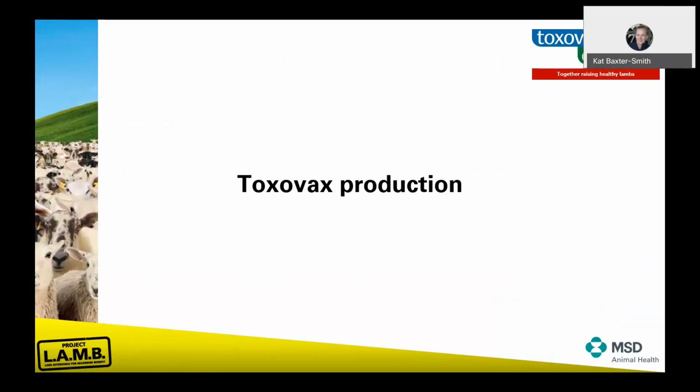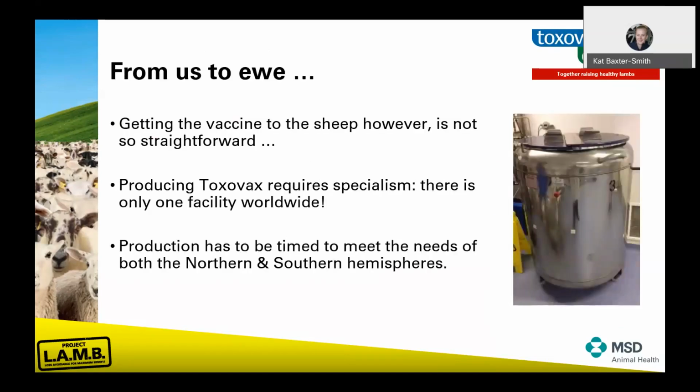As I said, MSD is the only company that makes Toxovax, and it's probably because it's a very complicated vaccine to make and distribute. It's certainly not simple and easy. First of all, there's one facility in the world that makes it, and it's based in New Zealand, and they have to make sure that they produce enough vaccine for the northern and the southern hemispheres. Obviously, it's nice that the two are opposite, so that they're not all at the same time. Once they've finished producing vaccine for us, they then move over and start producing vaccine for them.